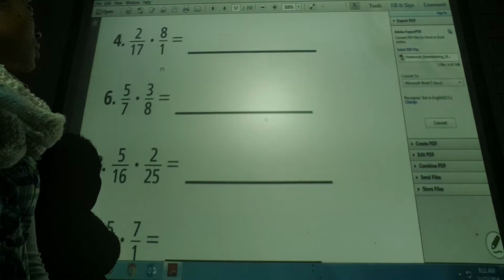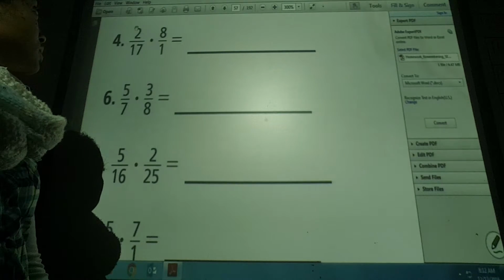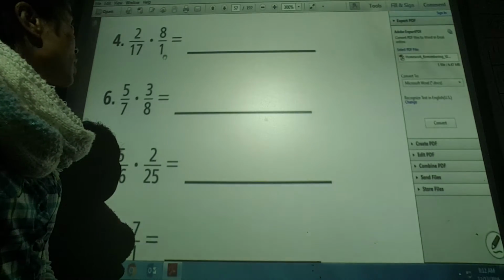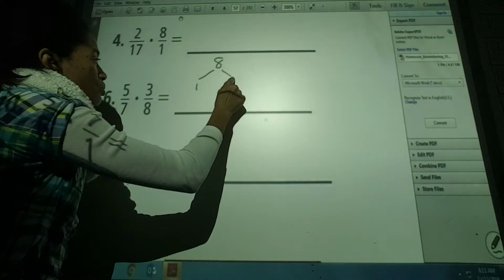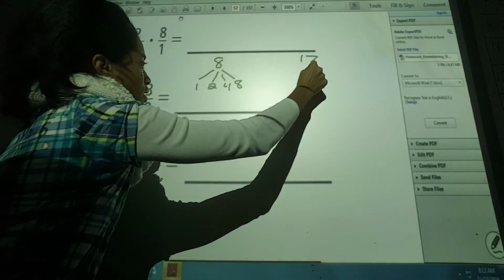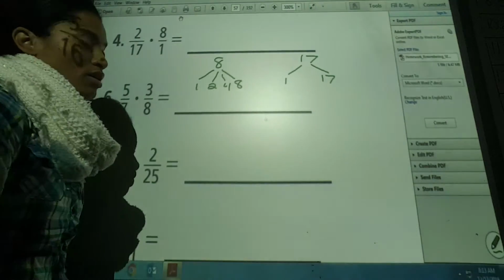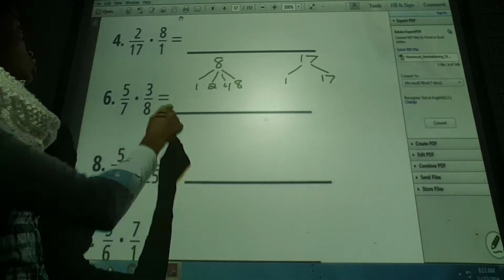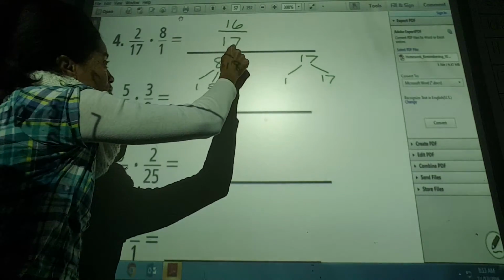Okay, and let's see. Anytime you have 1 as one of the diagonal numbers, there's nothing you're going to need to do to try to simplify. There will be no greatest common factor to simplify by. Okay, but we can look at 8 and 17. Factors of 8, 1 and 8, 2 and 4. Factors of 17, we just have 1 and 17. Okay, so do they have a common factor, greatest common factor? No. So there's nothing to cross divide by. So we multiply our numerators, then I multiply my denominators.